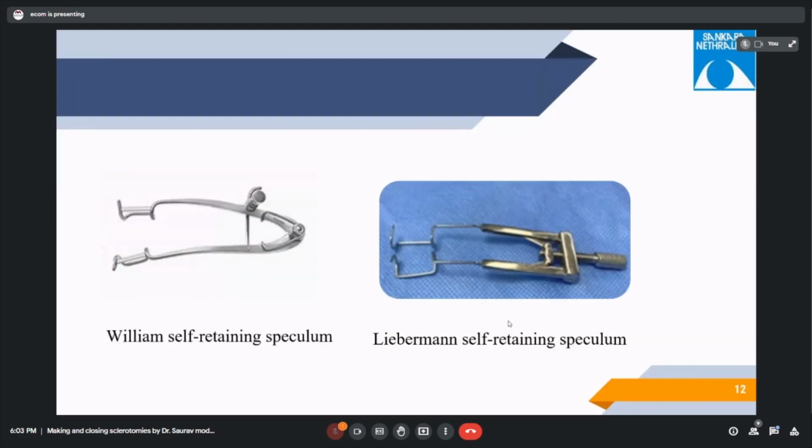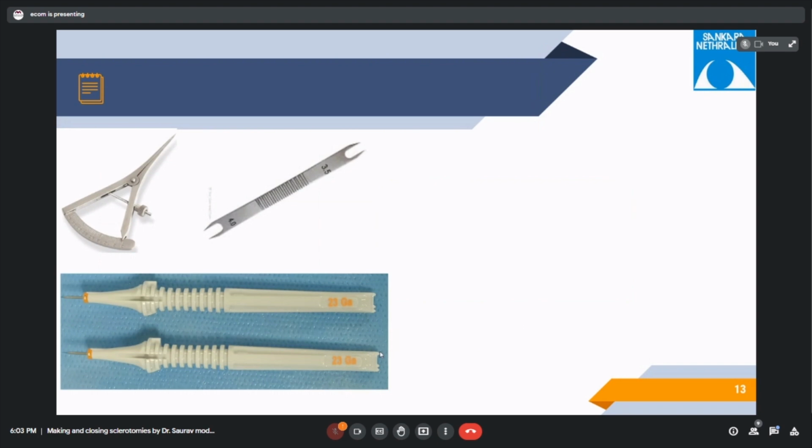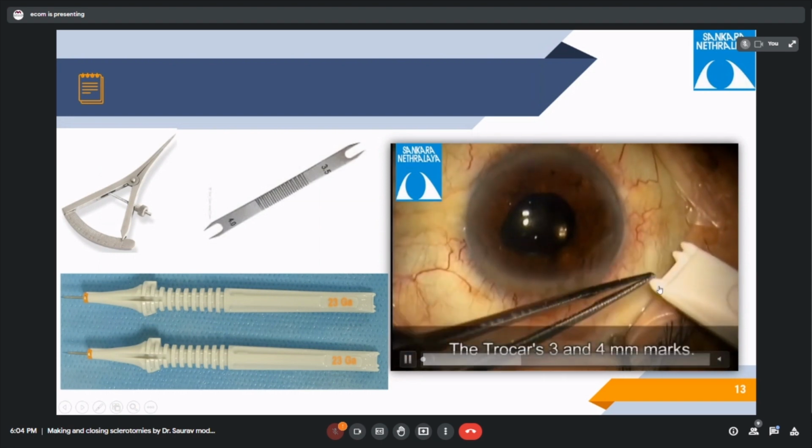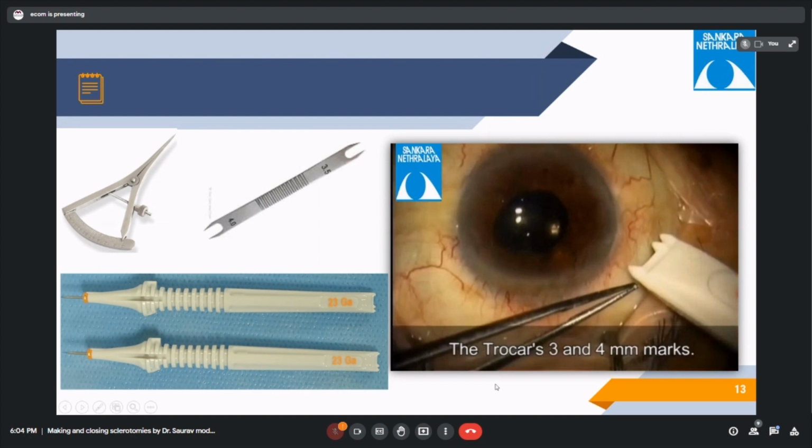So, talking about the biplanar, we'll see the biplanar incision. The first step is adequate globe exposure, which is made by use of self-retaining stout speculums. The second important step is the measurement of distance from the limbus. Various instruments are available, like the Castroviejo's caliper, Bronstein's caliper, but the most commonly used nowadays is the trocar cannula system mounted calipers. The trocar cannula system, as seen in this video, has measurements of 3 mm and 4 mm marks on one end of the trocar cannula.